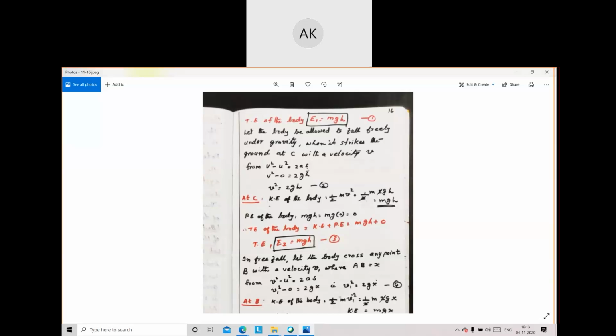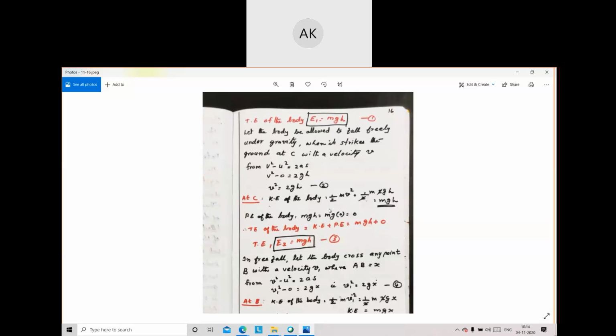So v square equal to 2 into g into h. Just before it hits the ground, it has traveled a distance h from the topmost level. So v square equal to 2gh. Do you know why u is taken as 0? The body is initially held at A and then allowed to fall freely under gravity, so u equal to 0. So v square minus 0 equal to 2gh. The final velocity square, v square, is equal to 2gh.